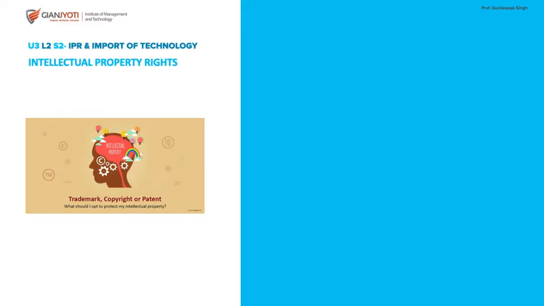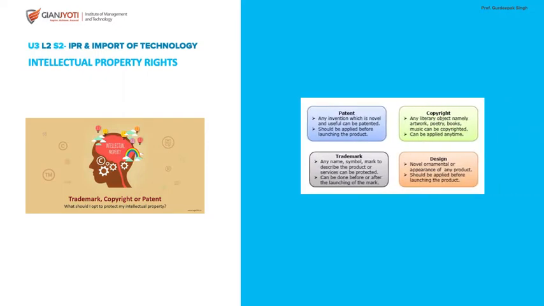So the bigger question we always have is, what should I opt for to protect my intellectual property? Let us first understand trademark, copyright, and patent. Can anyone tell me something about that? If yes, please note it down either in the chat box or in your notebooks. It is very important to understand the four things: patent, copyright, trademark, and design right.